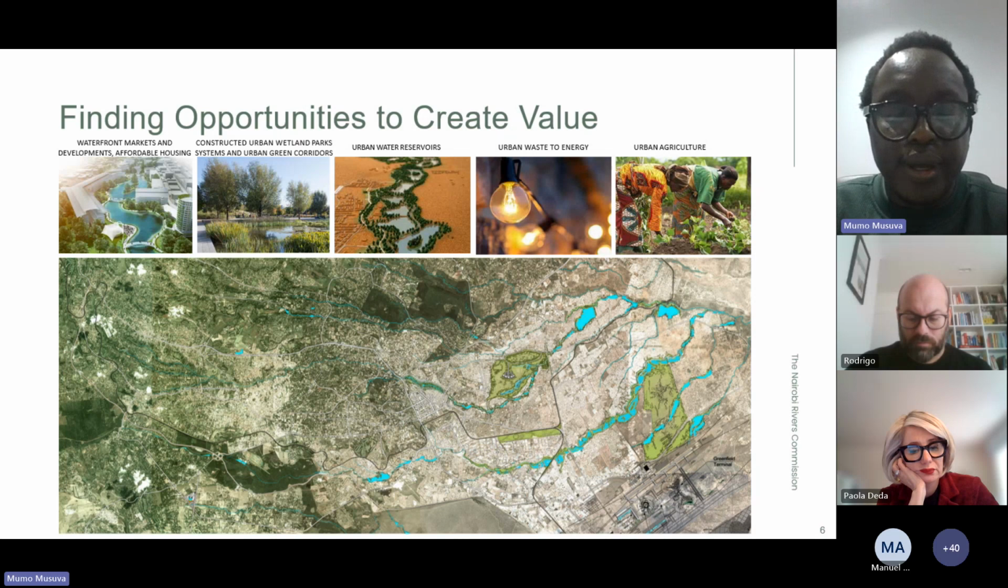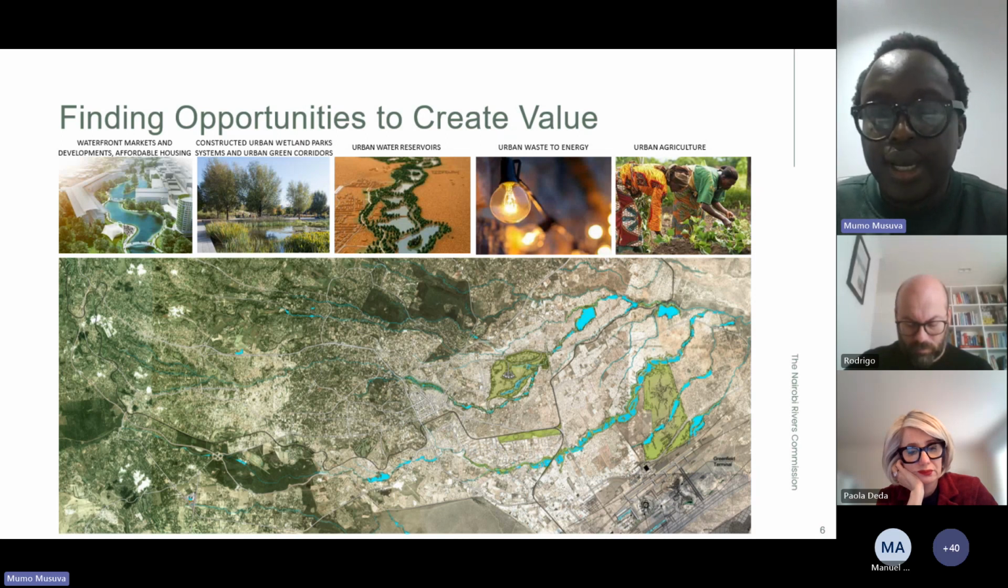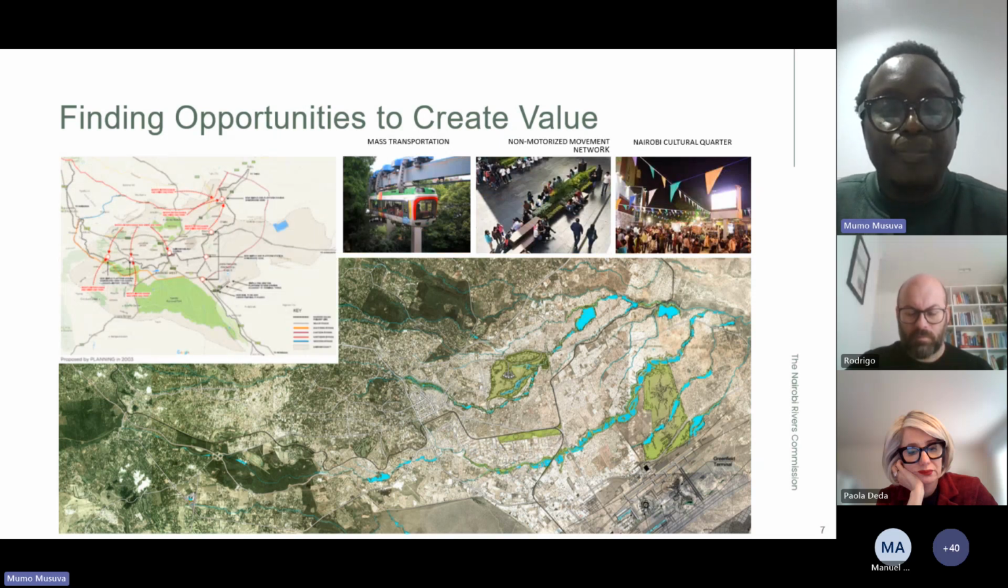a part of cleaning and restoring the systems, but also as a way of creating green corridor spaces along the river corridors, and also utilizing areas where we think we can create urban water reservoirs that are in line with the river corridors. And of course, adding to that waste to energy and urban agriculture.